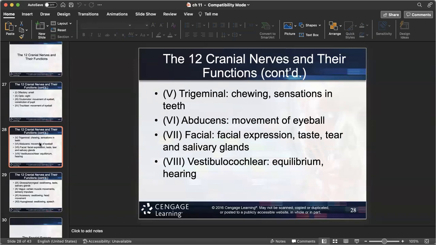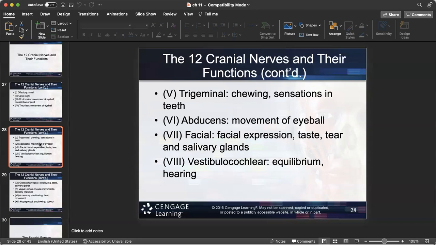Cranial nerve number 7 is the facial nerve. It's responsible for helping us smile, frown, look confused, because it's responsible for facial expression. It's also responsible for taste, along with cranial nerve number 9, the glossopharyngeal nerve. More on that on the next slide.